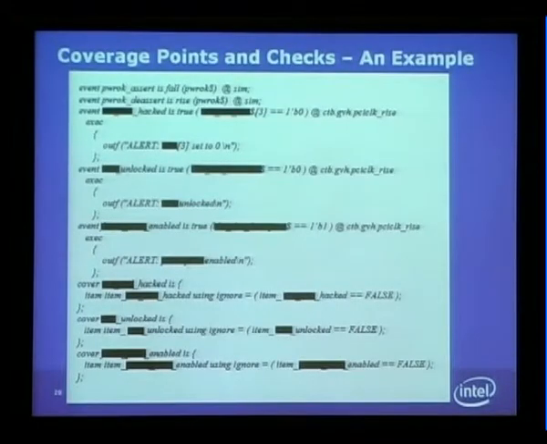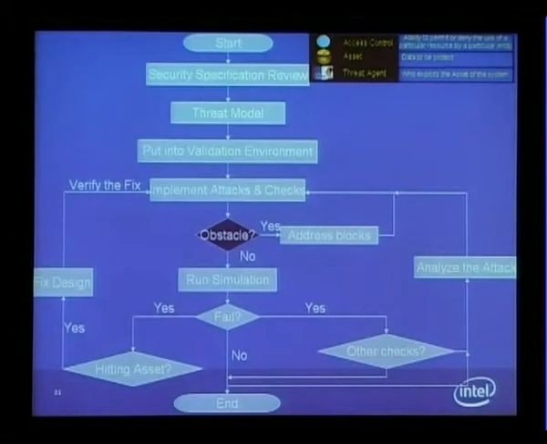So this is one of the examples that we have when we do our pen testing. This is how we write the coverage point and check. We are crossing out all the signal names because this is top secret. Okay.